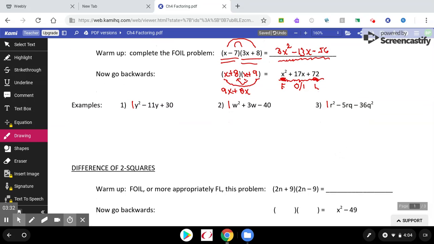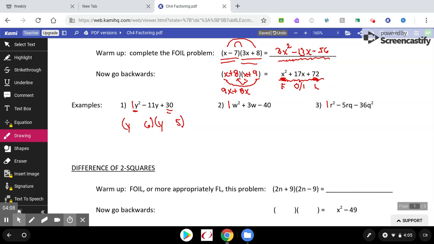So the one example labeled number 1, don't know why I had an extra one up there, but I did. So what we're saying is every time you see a trinomial, we're going to end up basically undoing a FOIL problem. So again, here's how you do it. This guy is first in the problem. Therefore, I want to put something times something that would give me that first in my parentheses. This guy is last in the problem. I want to put something times something that will give me 30 that goes last in the parentheses.